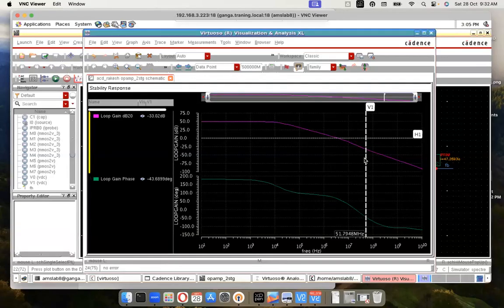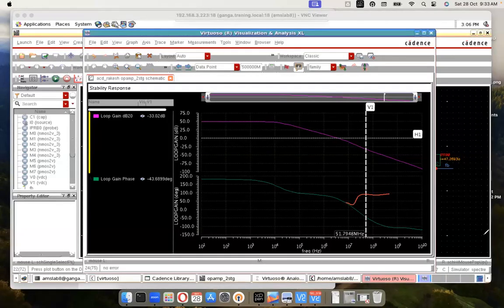Why do I think it is a zero? The phase has further gone bad. It has not improved. Ideally, if it was a right half plane zero, sorry, left half plane zero, then your phase should have been something like this. But it is a left half plane zero, and hence it is going down further.